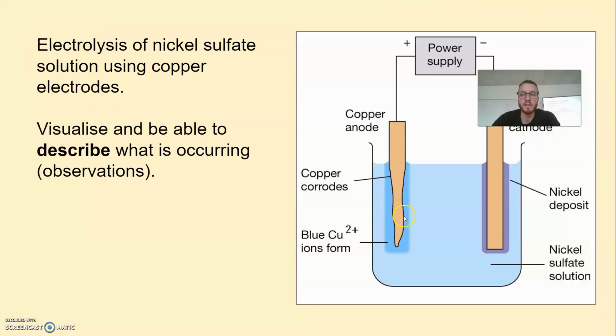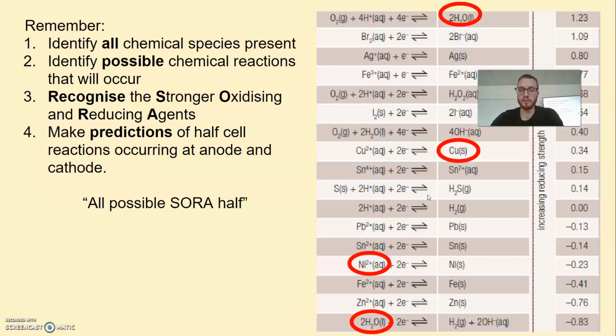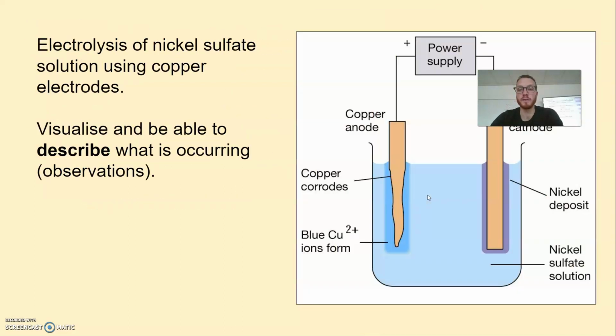So observationally, we would see that at the anode, the copper would be going into solution. We would see the solution going from the greeny colored nickel sulfate to the bluey colored, as copper ions form in the solution. It would turn more blue and less green as nickel begins to deposit at the cathode. Make sense?